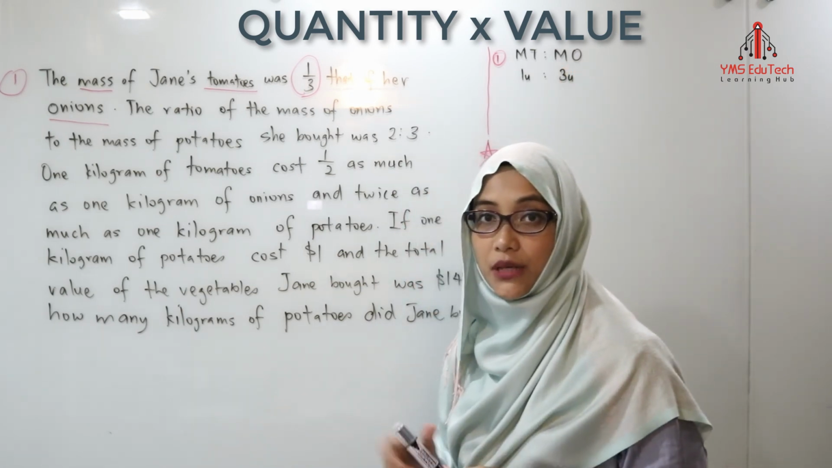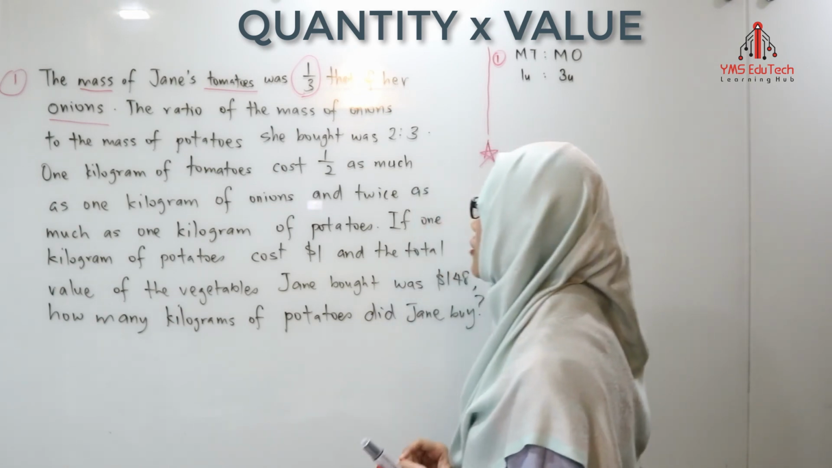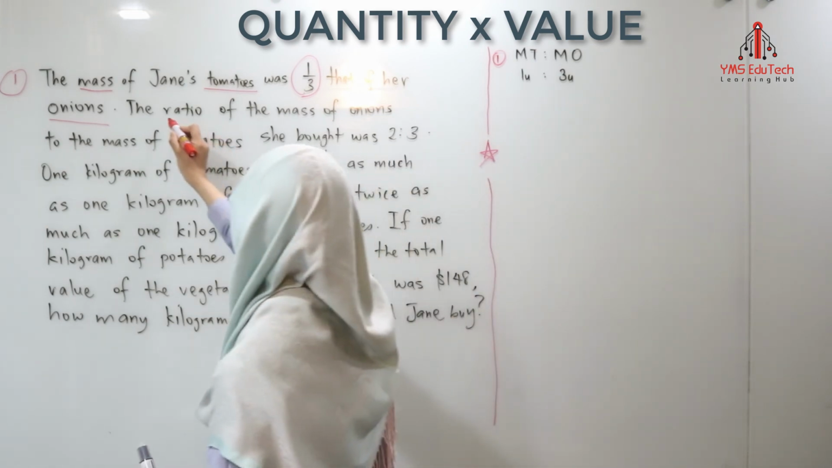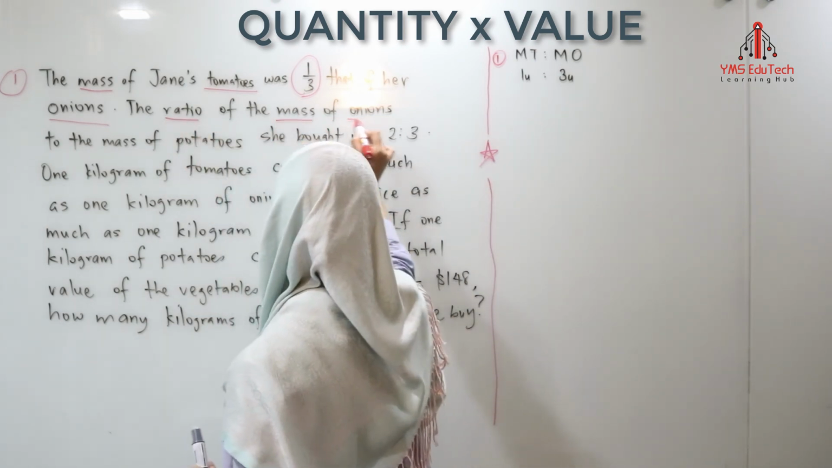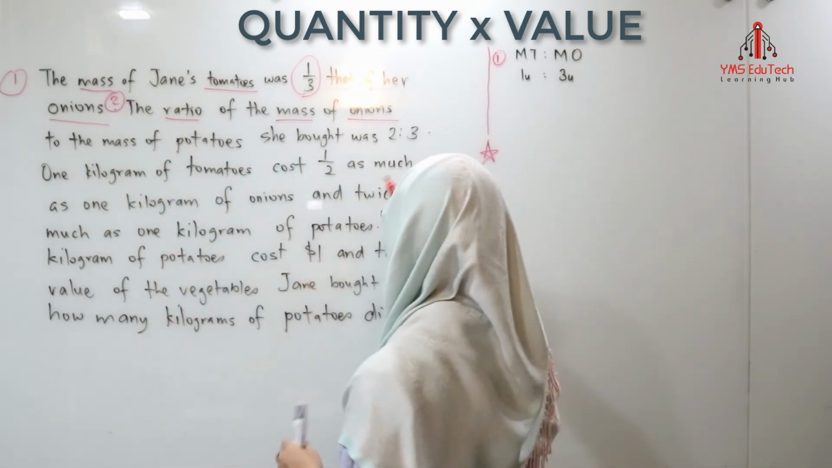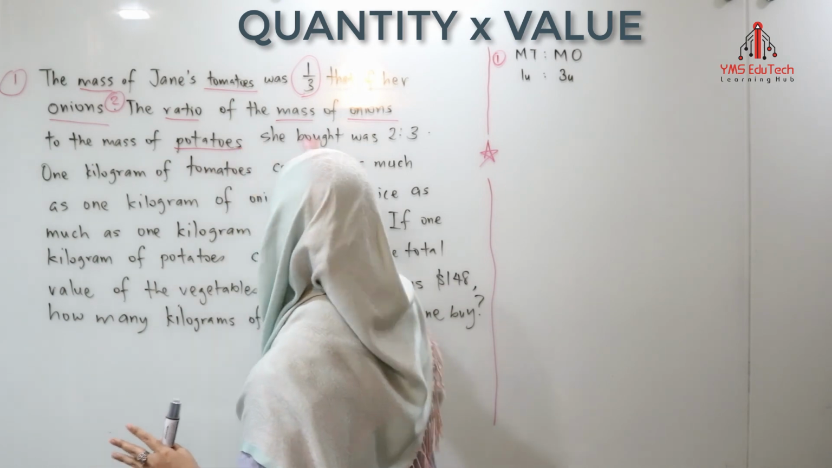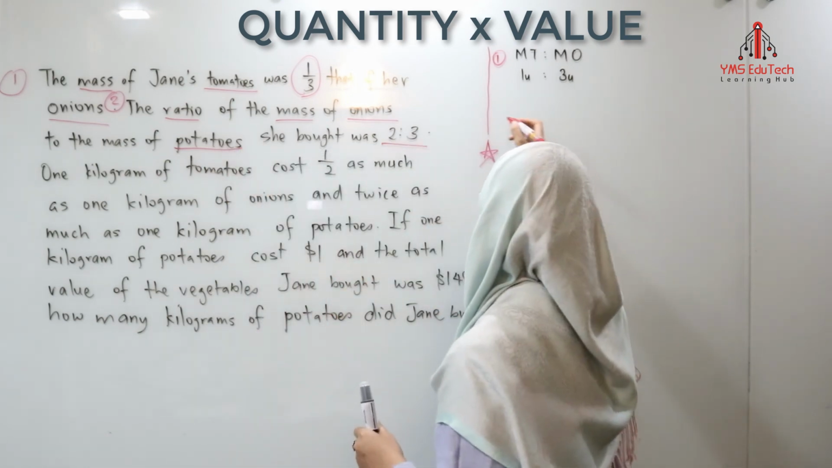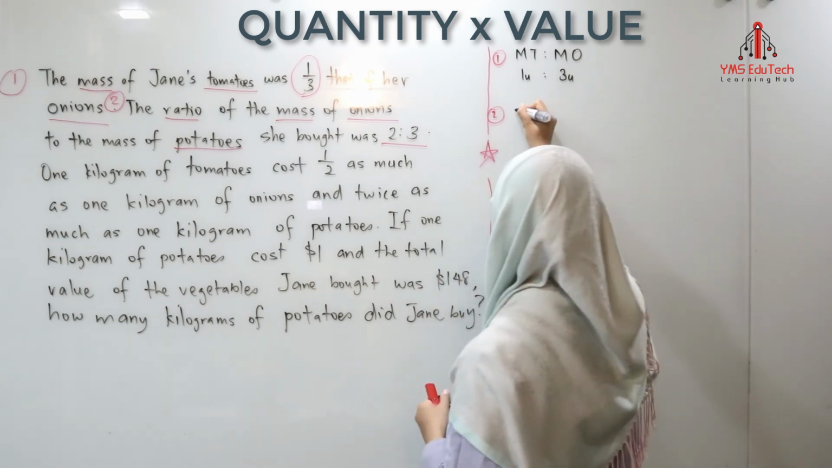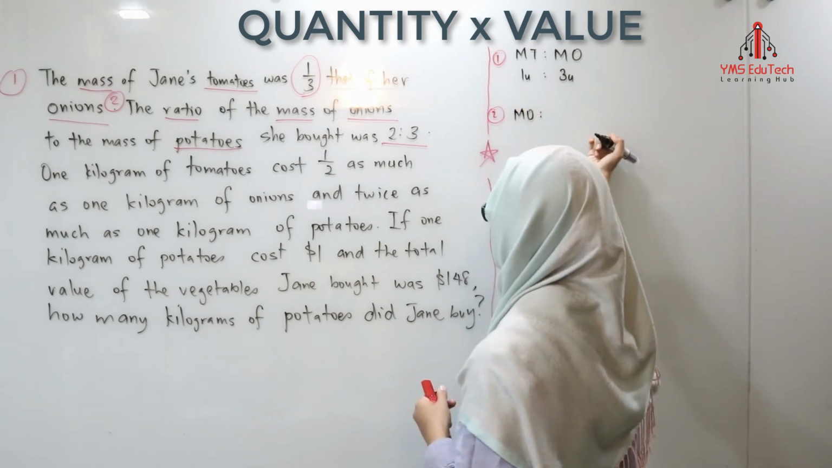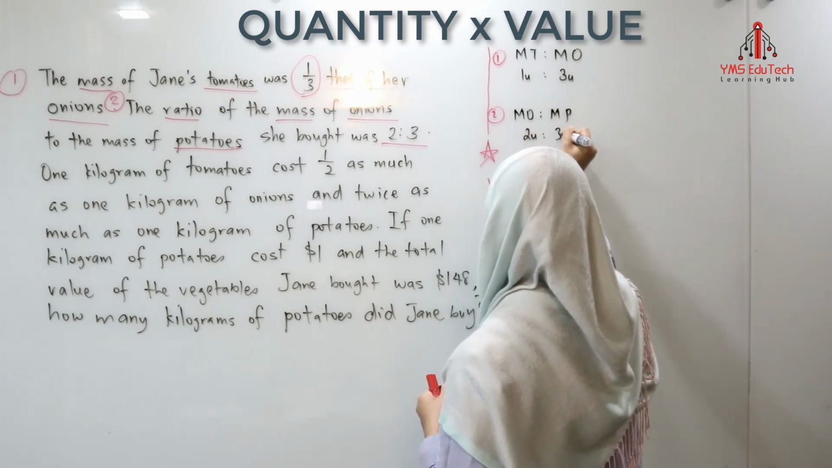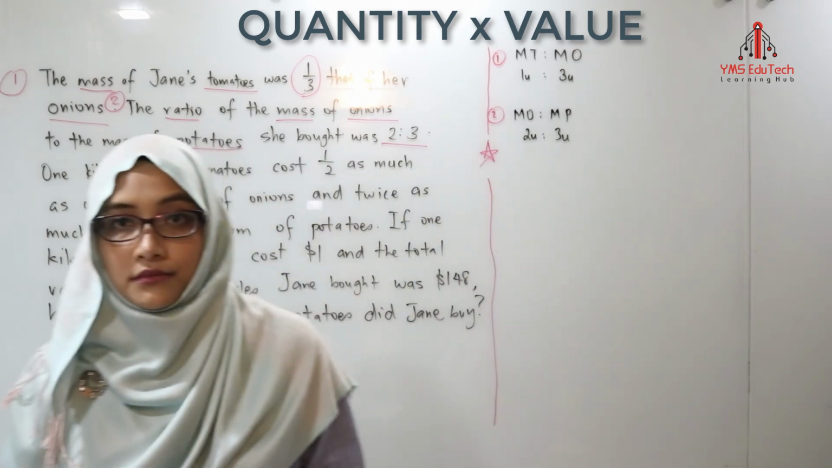Next, information number 2. The ratio of the mass of onions to the mass of potatoes she bought was 2:3. So ratio, mass, onions, potatoes, 2:3. Information number 2: mass of onions is to mass of potatoes is 2 units is to 3 units.